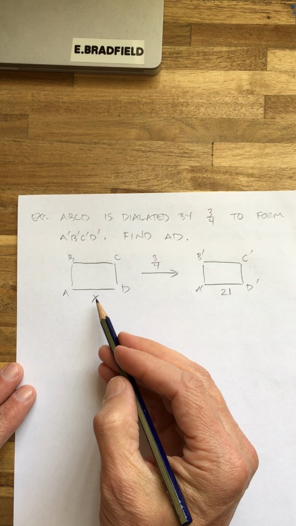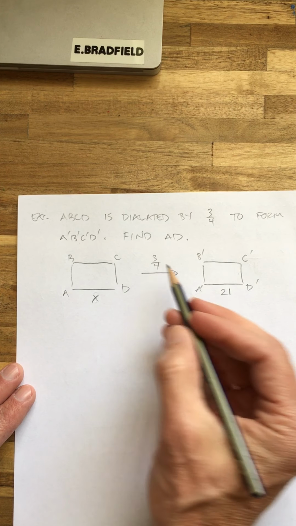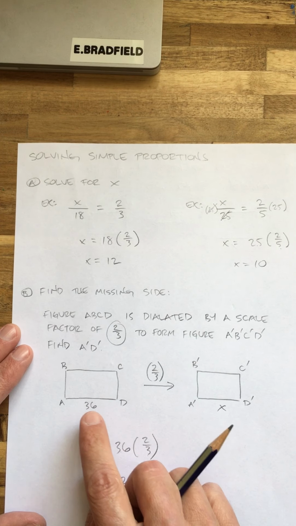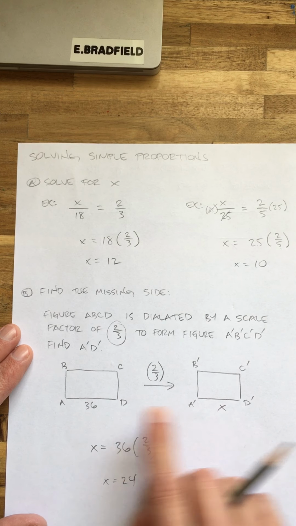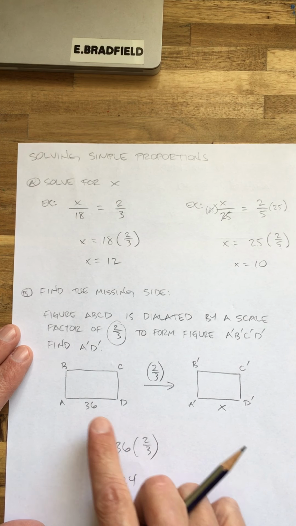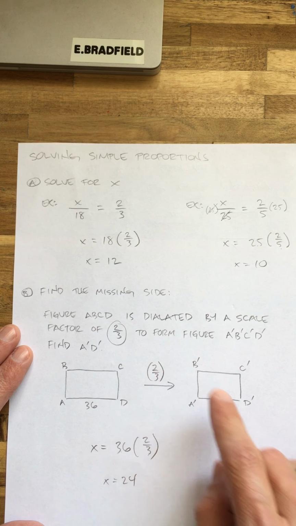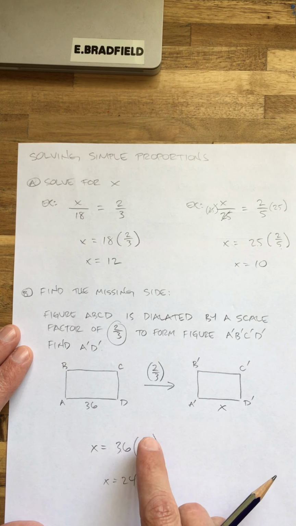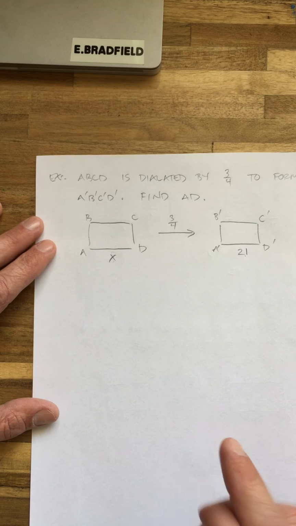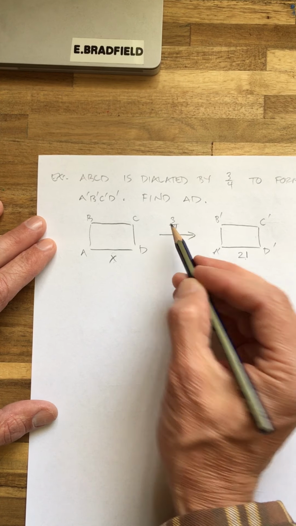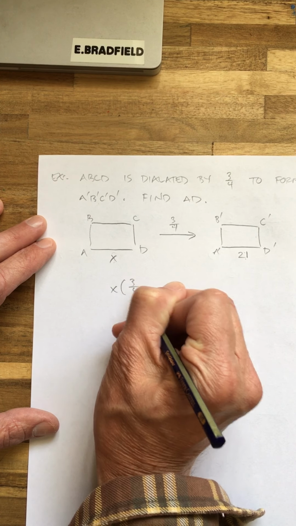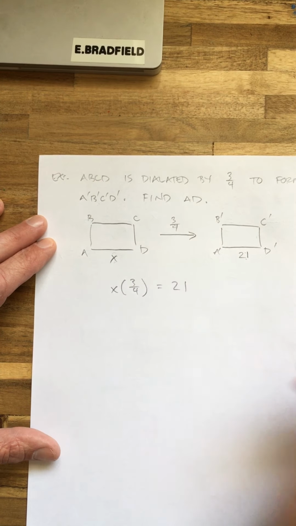I know that if I multiply this side by the 3/4, I get this side. Notice over here, if I multiply this by the 2/3, I get this one. It's always going in this direction. We have 36 times 2/3 equals X. I just wrote it backwards. This time, we have X times 3/4 equals 21, so that's what you're going to write. X times 3/4 equals 21.